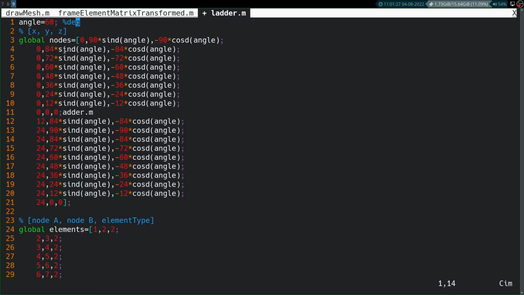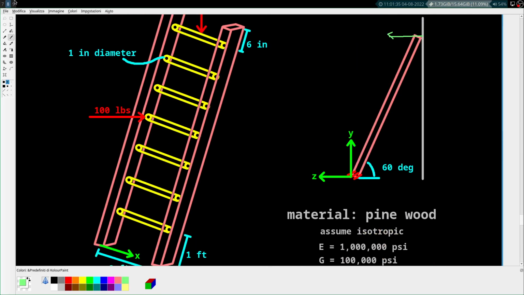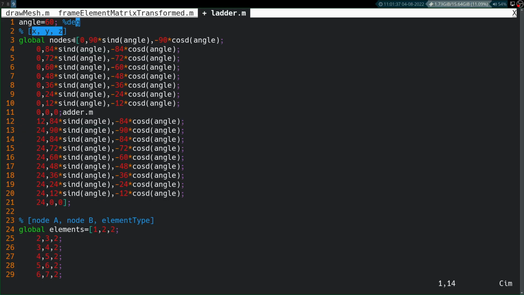Basically at the top of this, I'm defining the nodes. So this is the x, y, and z location of every node in this ladder, right? So this is node 1, node 2, 3, 4, 5, 6. And actually, I parameterize the angle out, so you could theoretically change the angle. Oops, I pasted something in. Okay, so this is all the nodes. There's, what, 19 nodes, I think.